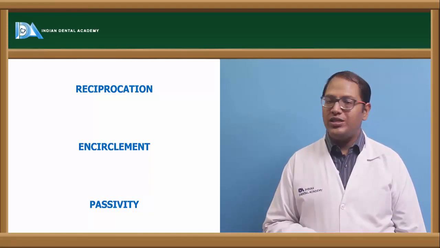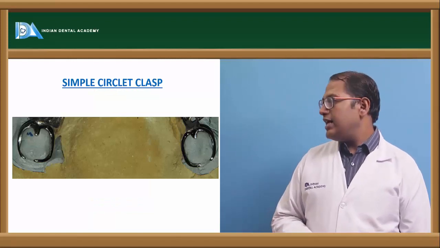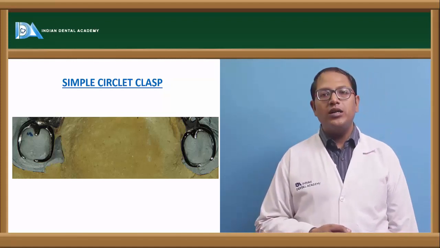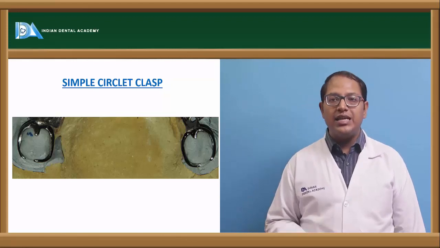So coming to certain circumferential clasps, the simple circlet clasp is the most versatile and widely used, that is the C clasp we say.